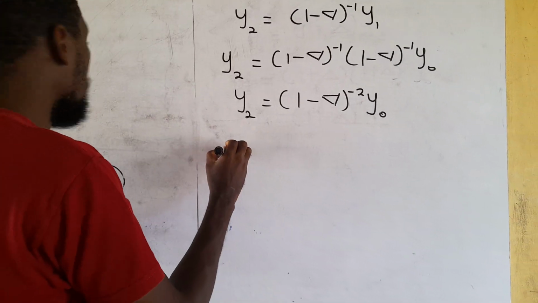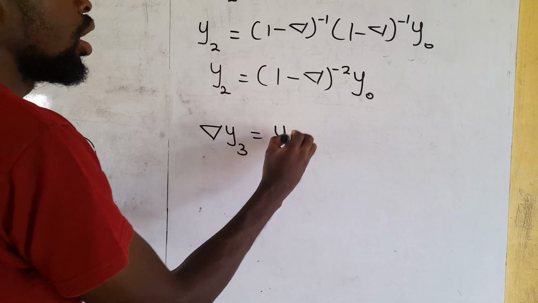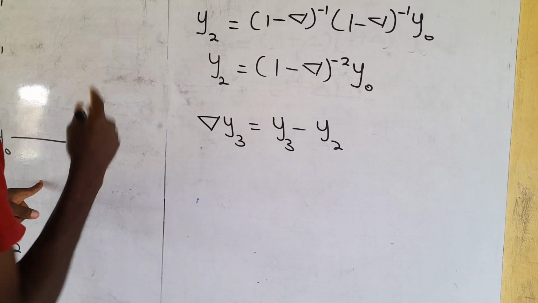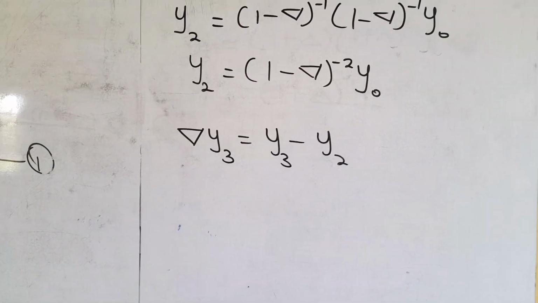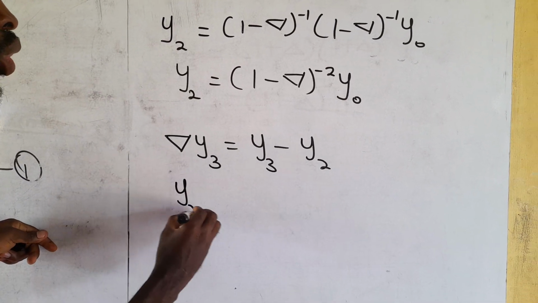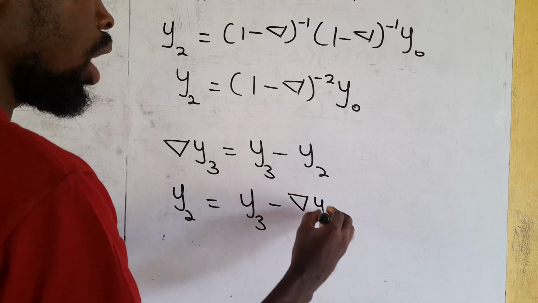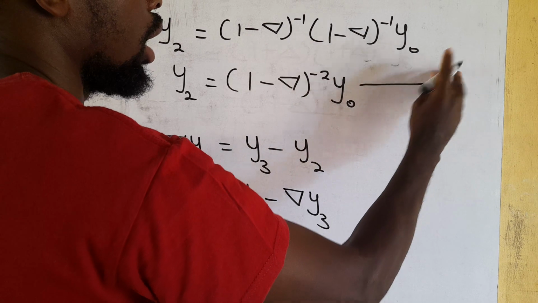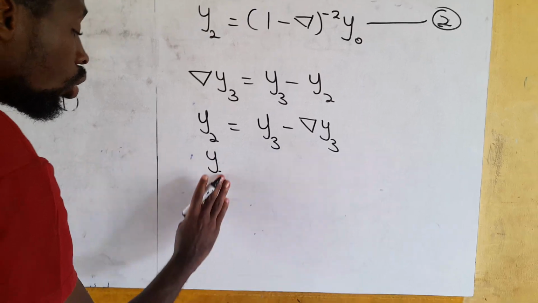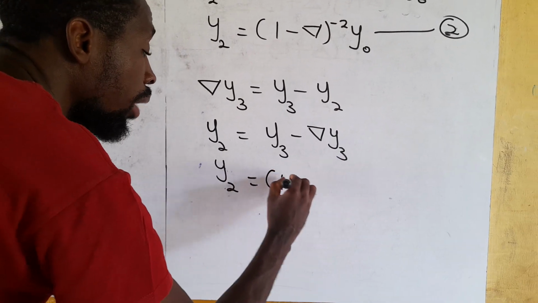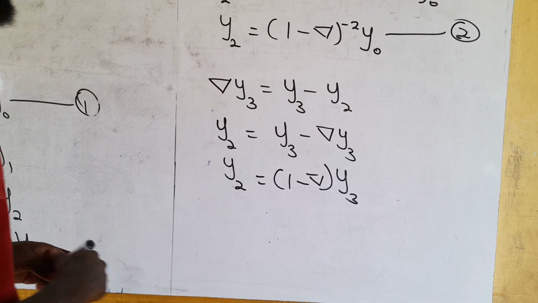Also, remember we said that our delta y3 is equal to y3 minus y2. So we can say our y2 is equal to y3 minus delta y3. Please, let's check this as equation 2. So what do we do? We factor y3 out. So we can say our y2 is equal to (1 minus delta) y3. I hope you get that.